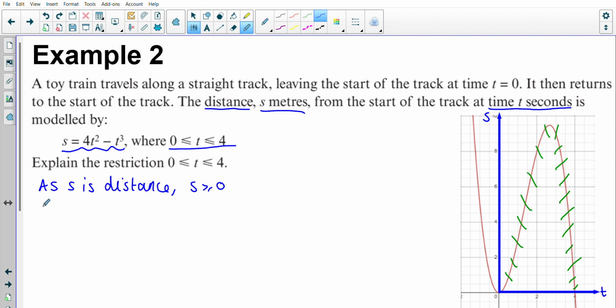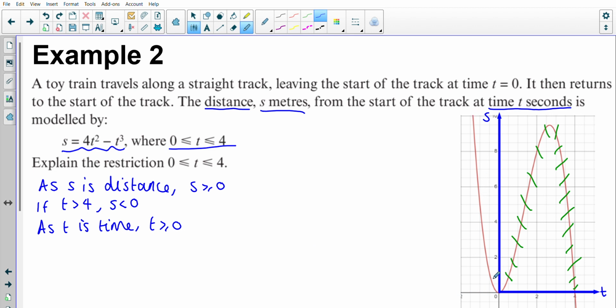So I'm going to say that if t is greater than 4, s is less than 0. I'm also going to say that t is time. You could have put this first. As t is time, t has to be greater than or equal to 0. So I can't go into the negative t values.